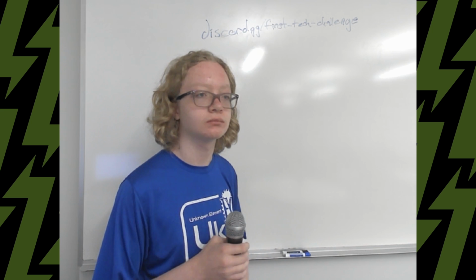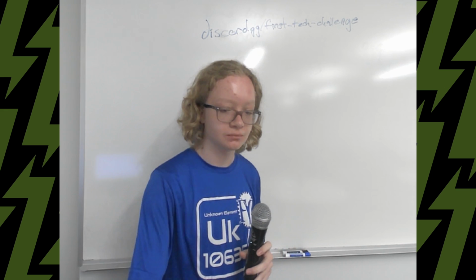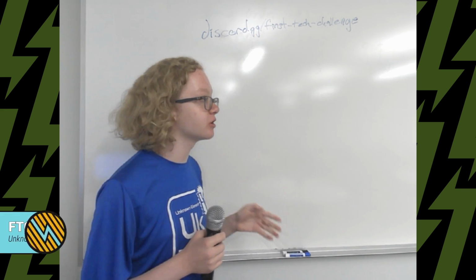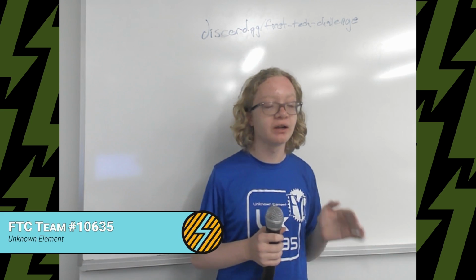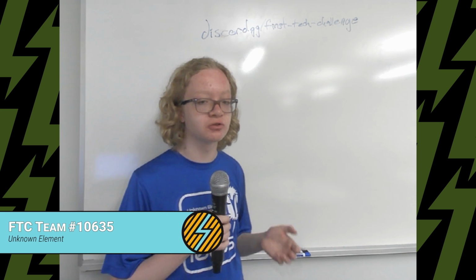Intermediate FTC coding workshop by myself, Jensen, and Sean from FTC Team 10635, Element. Today we'll be covering three major topics: version control with GitHub, robot vision, and autonomous navigation, followed by a brief Q&A session.